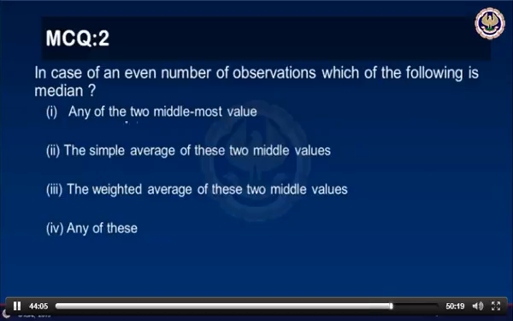Second MCQ: in case of an even number of observations, which of the following is the median? Number 1, any of the two middlemost values, the simple average of these two middle values, the weighted average of these two middle values, any of the above. The answer for this multiple choice question is the simple average of these two middle values.